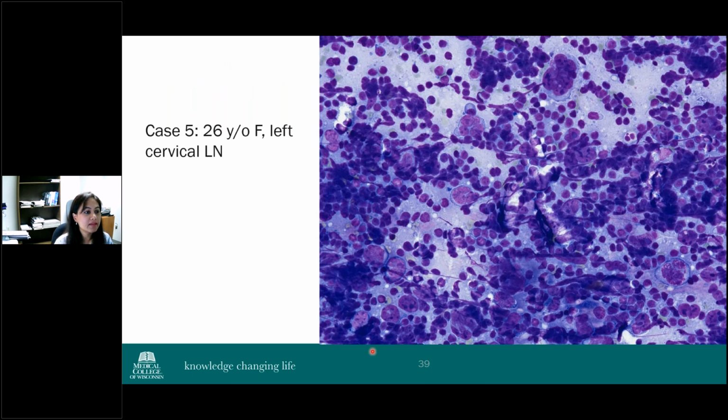Moving on to case number 5, which is a 26-year-old female with a left cervical lymph node. So over here we have the aspirate, which is again very cellular. But what catches our eye are these big cells in there, which look very pleomorphic, and they have this multinucleate kind of multilobulated appearance. We can appreciate some nucleoli in there. So a very pleomorphic pattern.